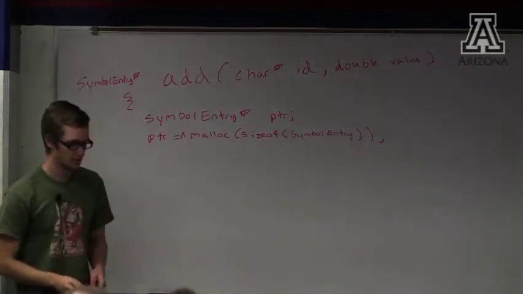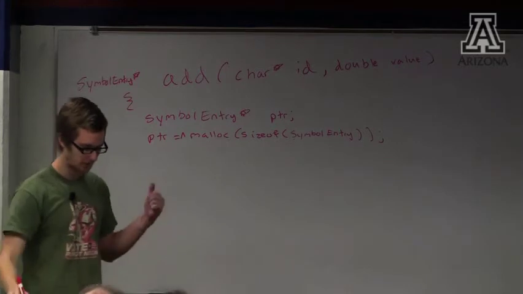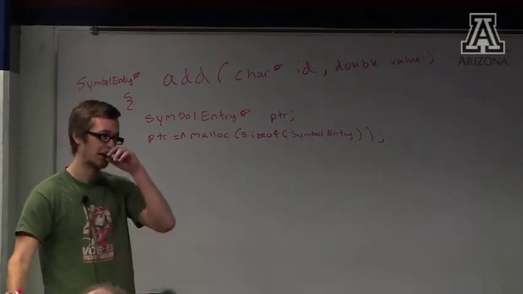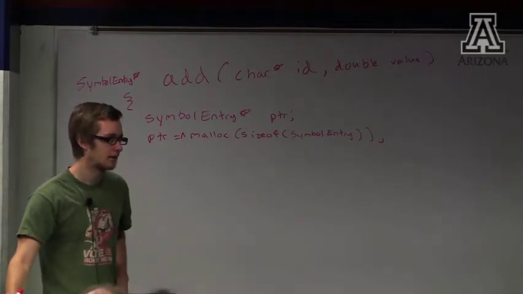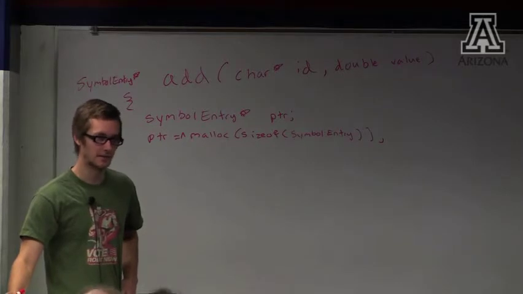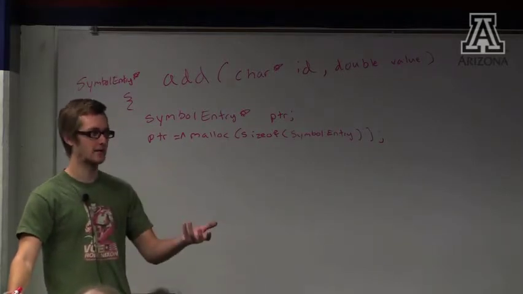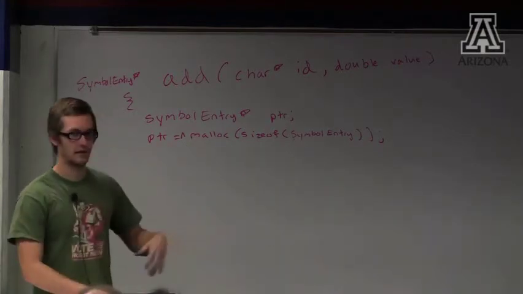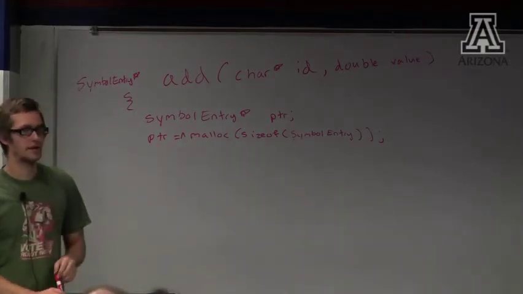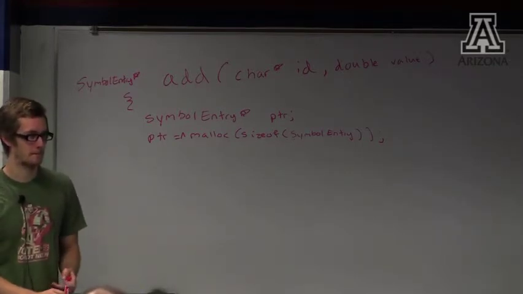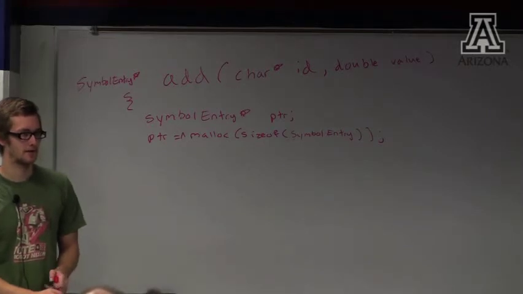So the question is, are we assuming that the variable is not in the table by the time we get into add, or should we check? We'll say that we will check in the YAC. So when we're about to add a symbol, we will first make sure that it's null, and then we'll add. So by the time we've called add, our precondition is that the variable is not already in the symbol table. Does that make sense?